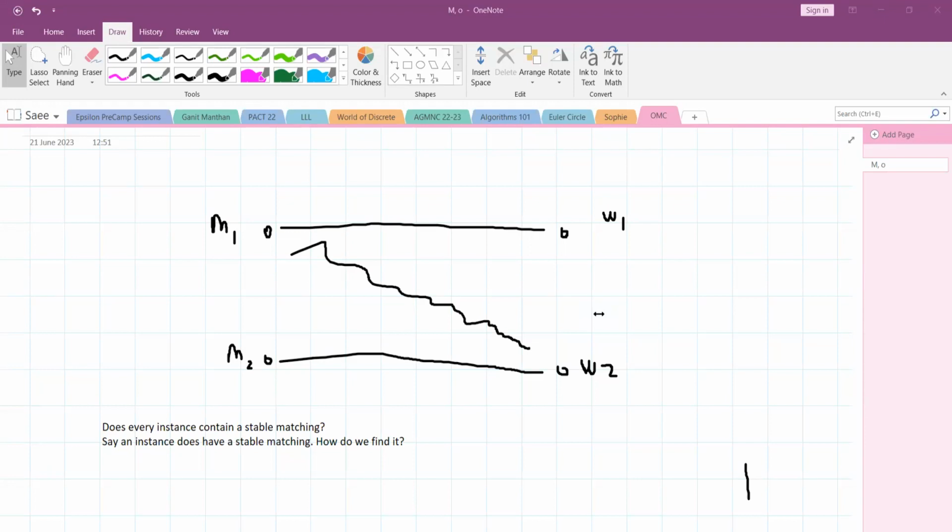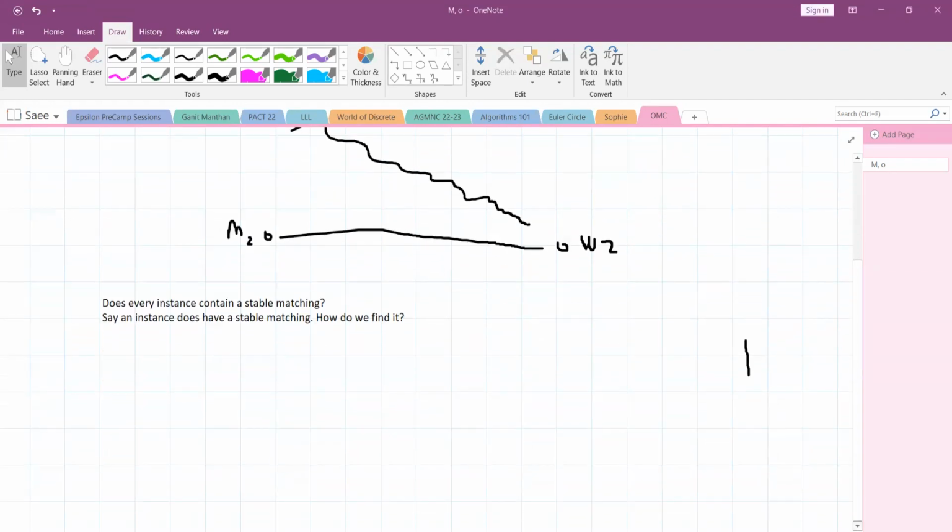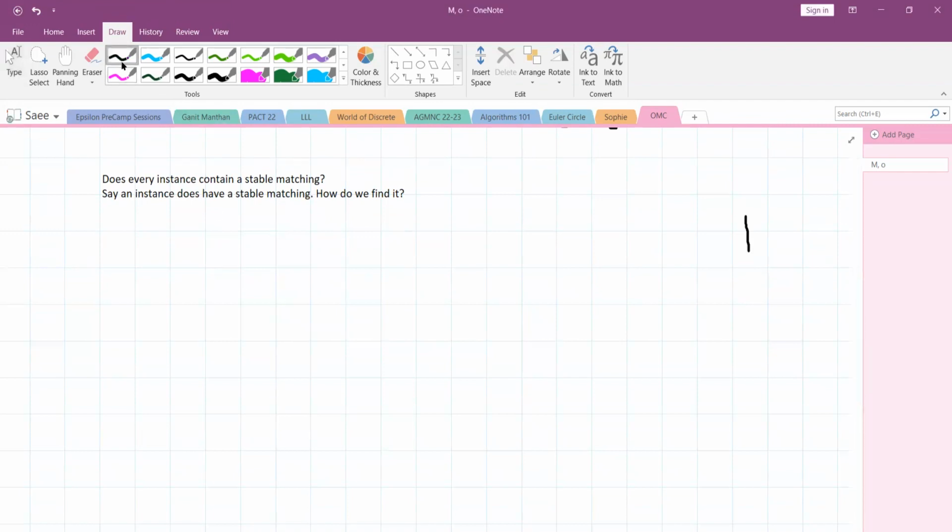I mean, it would be really cool if the answer is yes, but I don't know what the answer is. That is true. It would be really cool if the answer was yes. Do you perhaps have an idea in mind for how something with no stable matching would look like? Maybe we can try it and work it out. How do you think an instance with no stable matchings would look like?